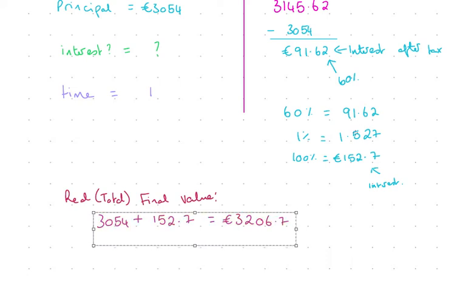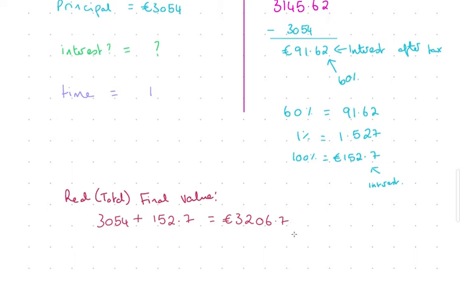So that's what I've done there. I know that the interest that they told us we got was actually taxed. It was only 60%, less 40% than what it should be. So we figured out what 100% of it was, and now we've added it back on. So that's my real final value here.